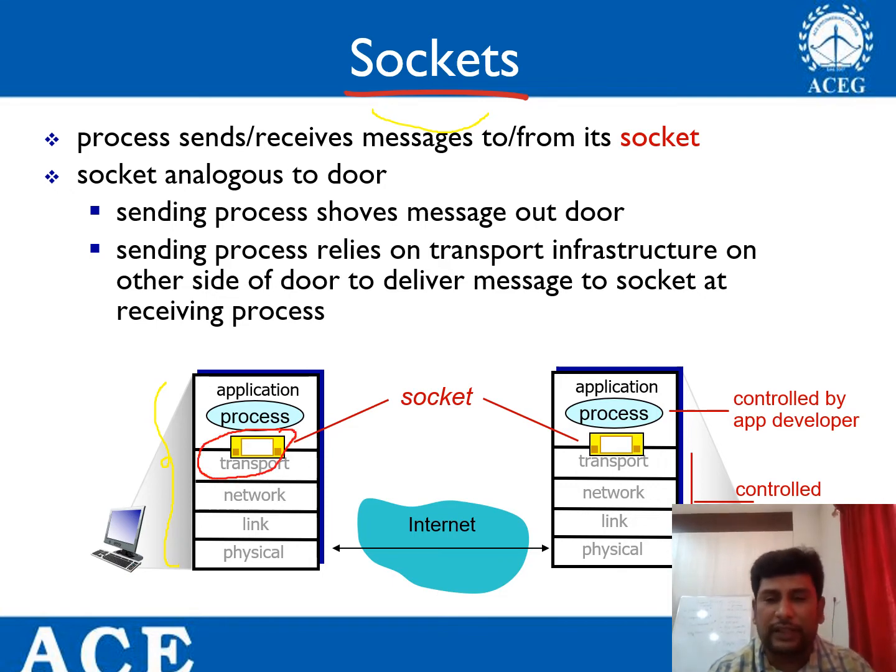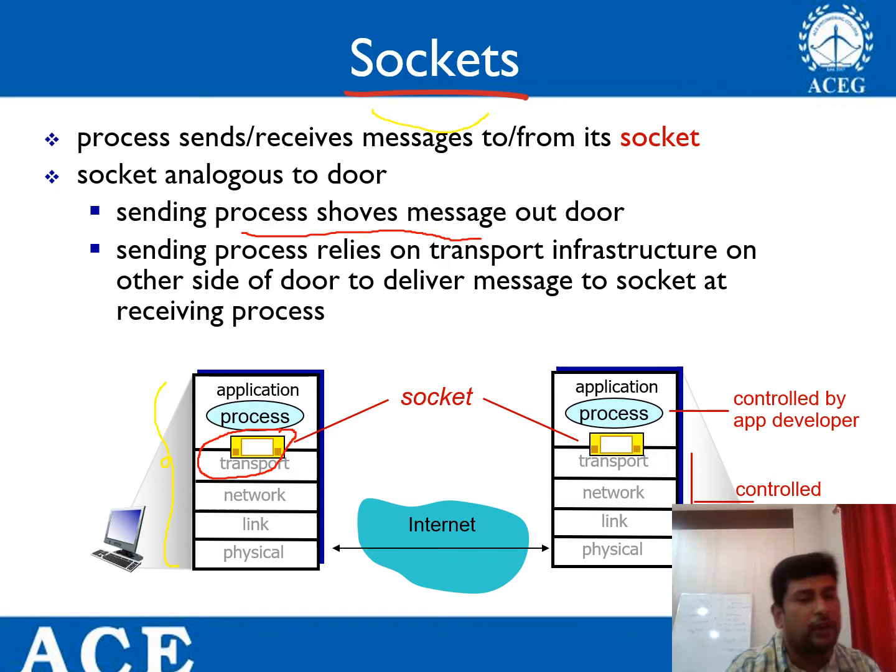A socket is something like an entrance door. Whatever data has to move from the application layer process to the transport layer has to be forwarded through this socket. The sending process pushes the message through this socket, and relies on the transport layer infrastructure on the other side of the door to deliver the message to the socket at the receiving process. At the receiving end, from the transport layer through the socket, the data is forwarded to the application layer process, which is controlled by the app developer.